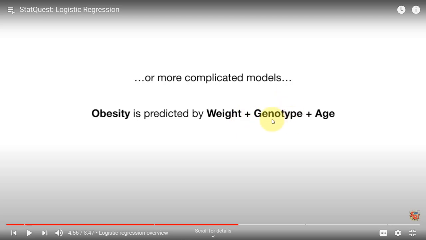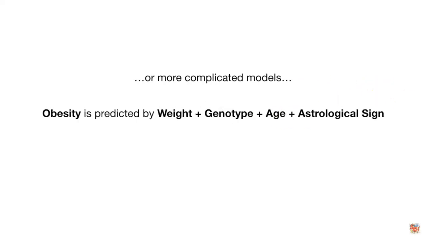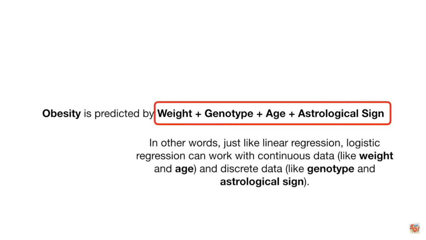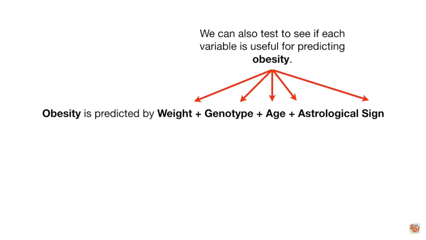And in fact, the input variables don't have to be just numeric like weight and age. It could be genotype, which is not numeric. It's a categorical variable. And lastly, obesity is predicted by weight, genotype, age, and astrological sign. In other words, just like linear regression, logistic regression can work with continuous data, like weight and age, and discrete data, like genotype and astrological sign. We can also test to see if each variable is useful for predicting obesity.